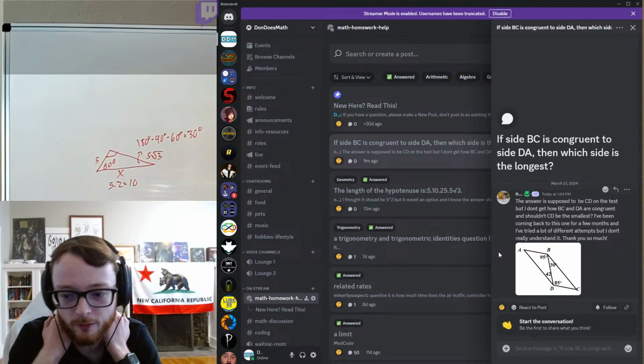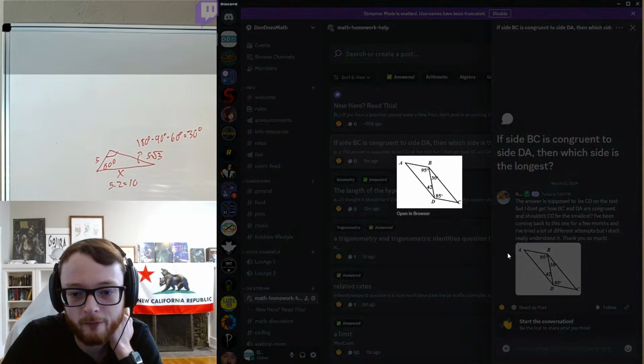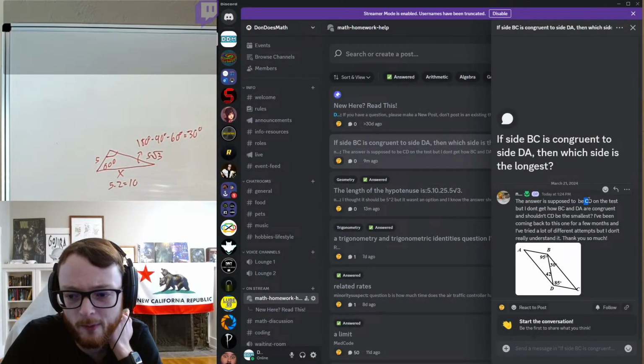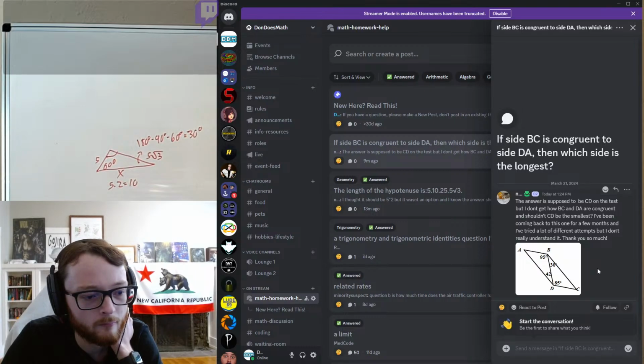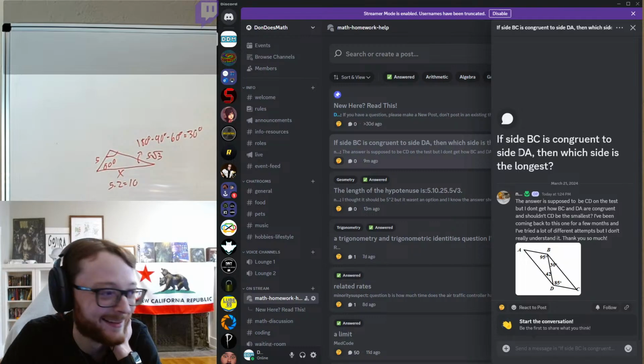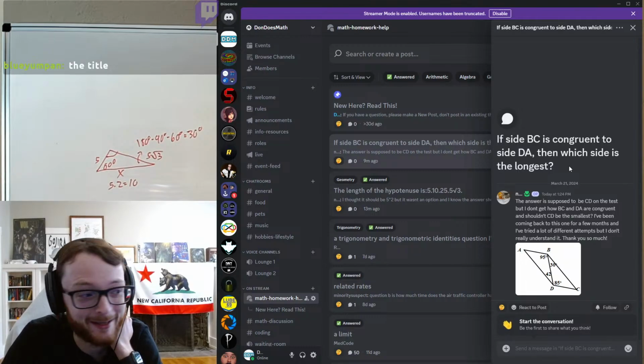What's the question in this one? Like, what are you supposed to find in this figure? The answer is supposed to be CD. Are they asking you what the shortest side length is? Oh, I should read the title of things before I... Okay, sorry.